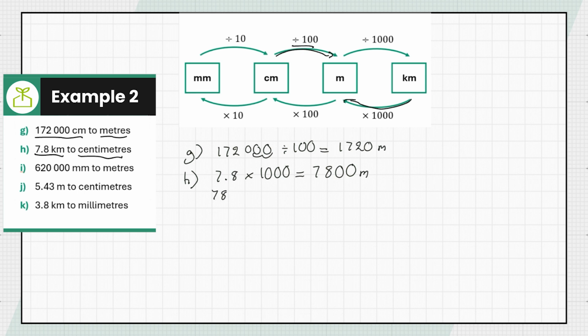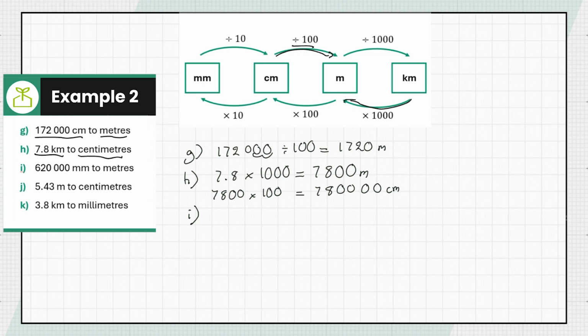Now, we're not done yet, we need to convert it to centimeters. So 7,800 needs to be multiplied further by 100. Now, to do that, we can just add on 2 extra zeros at the end. So we can do 7,800 and then 2 zeros at the end, so we end up with 780,000 centimeters.